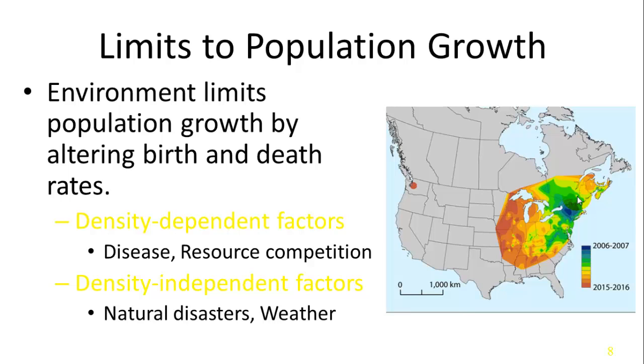Examples of this include natural disasters or weather. If you have a really good, nice, warm, moist year that's ideal for population growth, you'll have a boom. If you have a natural disaster come through, like a fire, and deplete all the resources, then you could have a bust year.